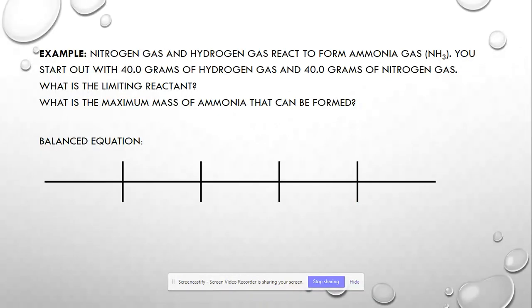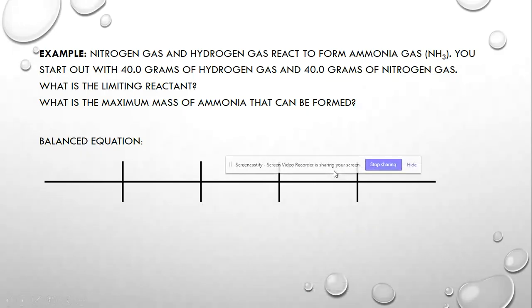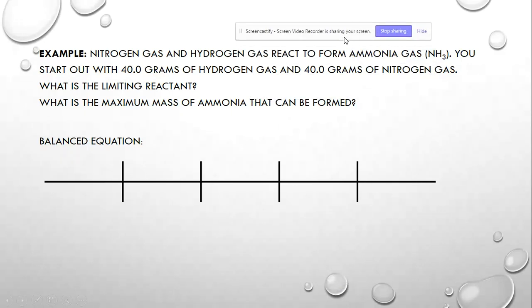So let's take a look at this. I really wish I could get this out of the way without turning it off. Let's see if I can do that.